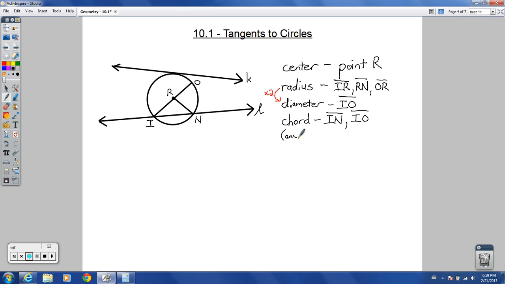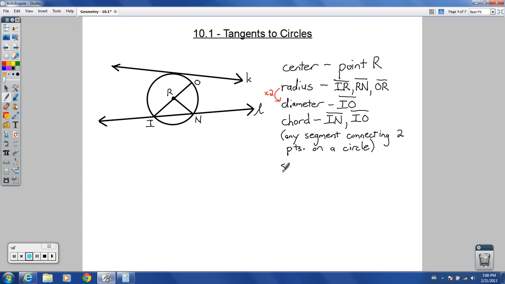I feel like this is important enough where it's a newer term for a lot of us. Let's write a short definition down. A chord is any segment connecting 2 points on a circle. That's why IO also works. Yes, it's a diameter, but it's also a chord because it connects a point here to a point here. So that's what a chord is.